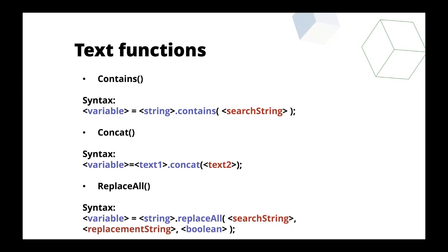So the concatenation function or the concat function is to append two strings together. So it would give us a third string which is a combination of both the first and the second string. So the syntax for that is variable name equals text1.concat, and then you have text2.